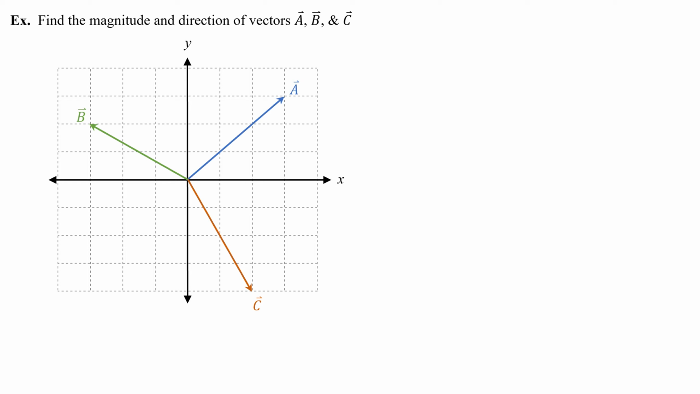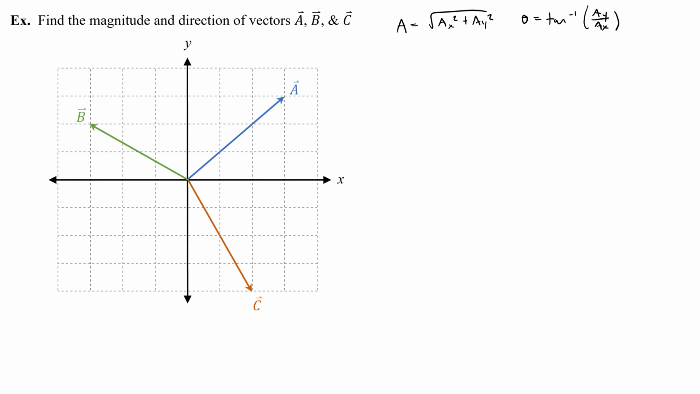Find the magnitude and direction of vectors a, b, and c. Okay, so let's remember, magnitude is the square root of the x component squared plus the y component squared, and the direction is going to be tangent inverse of the y over the x.